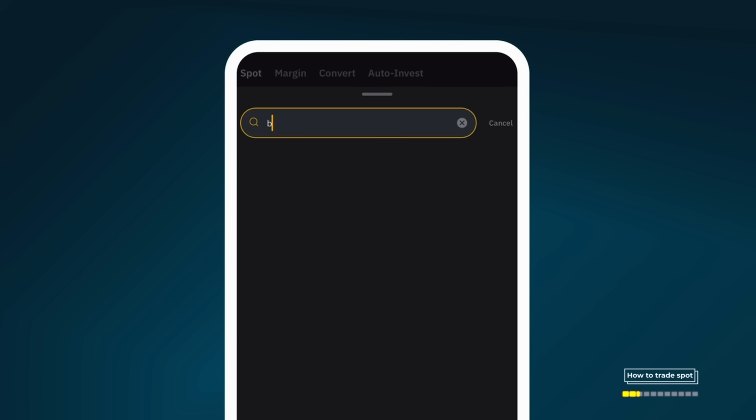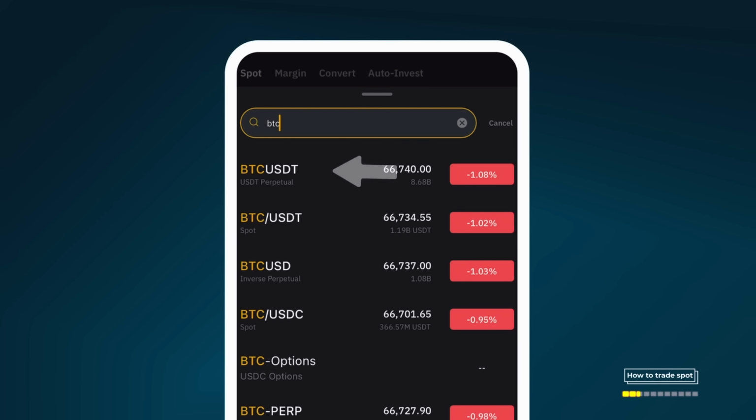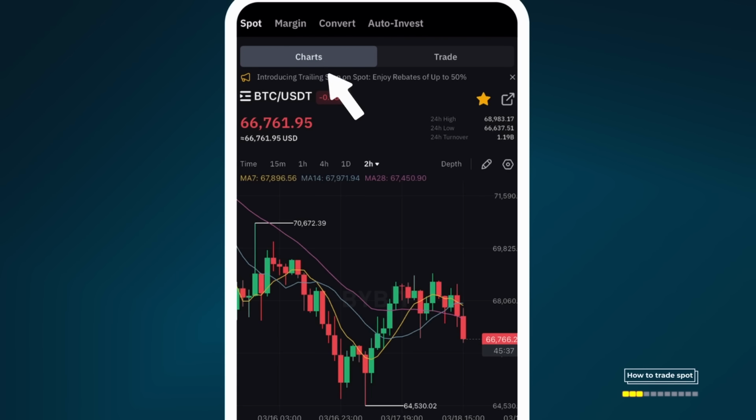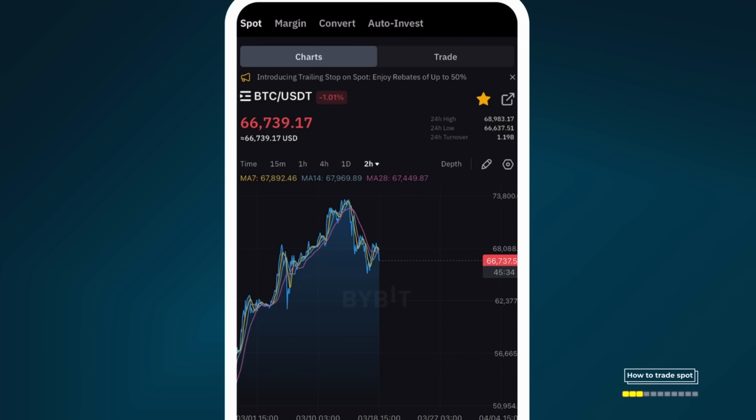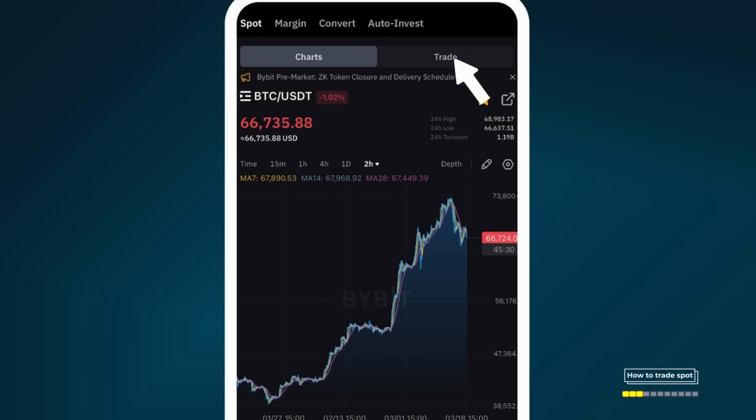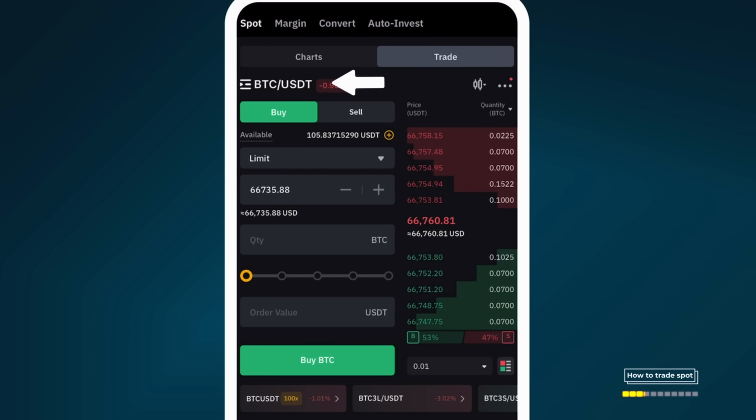Let's say I type BTC. So you can see BTC USDT under BTC perpetual, but I'm trading in spot, so this is BTC USDT spot. So I click on that one. If I want to see the BTC chart, just click here. You can see the chart, right? I can pinch it to look more. I'm going back to trade. Now I'm on the BTC USDT market. So this is buy if I want to buy. This is sell if I want to sell, right?